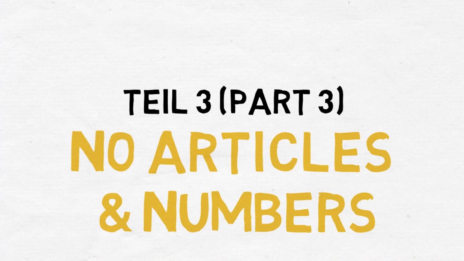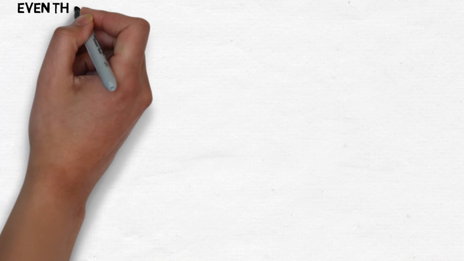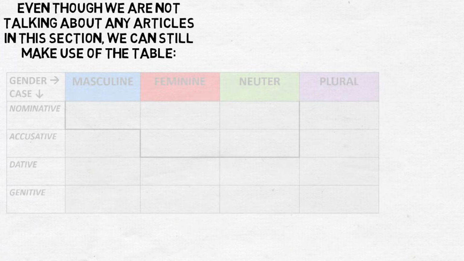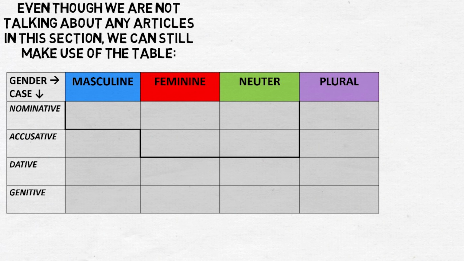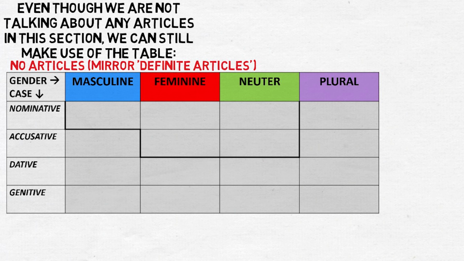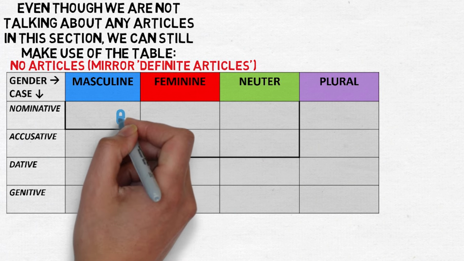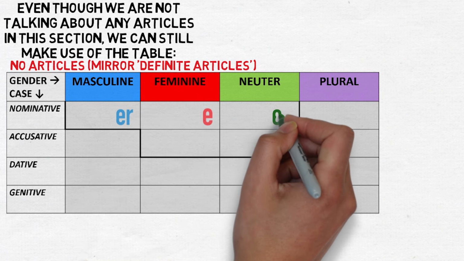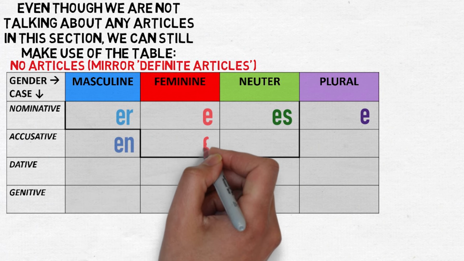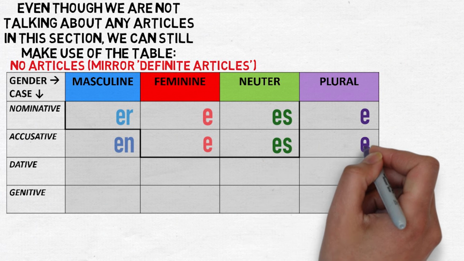Teil 3. No articles and numbers. Although we're not talking about any articles, the table we have seen previously is useful. That's because the adjective endings in this table almost perfectly replicate the definite articles we've seen before. So instead of der, die, das and die, we have the adjective endings er, e, es and e. Instead of den, die, das and die, we have en, e, es and e.